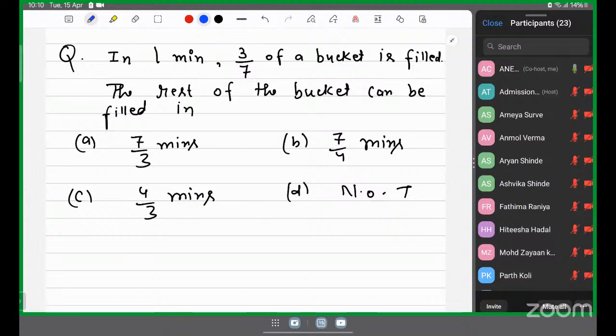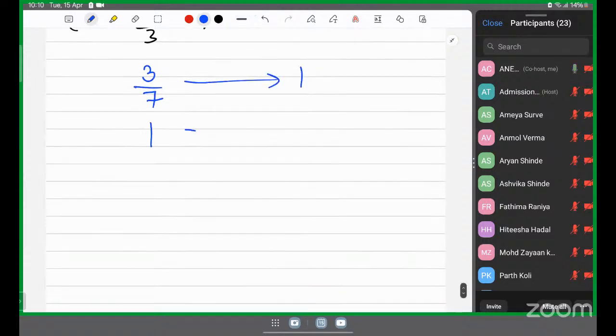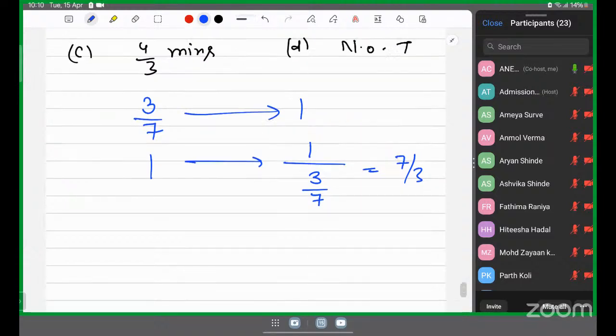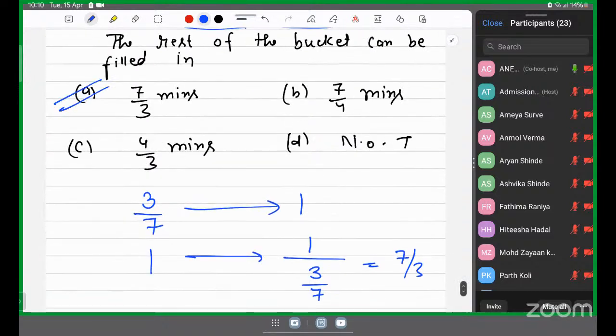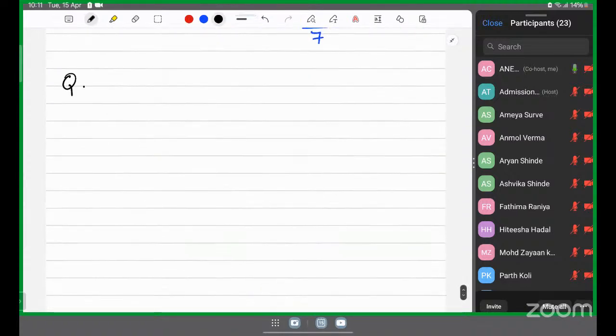According to the question, 3/7 part of the bucket is filled in 1 minute. So you can connect time with the part of the bucket. 3/7 part is filled in 1 minute. One part will be filled in how much time? 1 divided by 3/7, that is 7/3 minutes. So the correct answer will be option A. Understood?